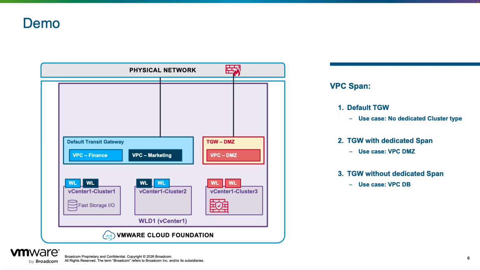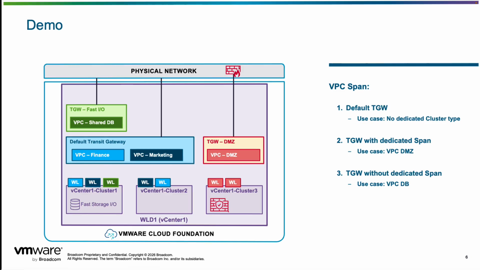To build that out, we spin up a new transit gateway aligned with this cluster and deploy our applications, like a shared database, right into it. And because this cluster isn't running in a dedicated mode, it can also receive standard workloads running on the default transit gateway to keep our infrastructure highly efficient.